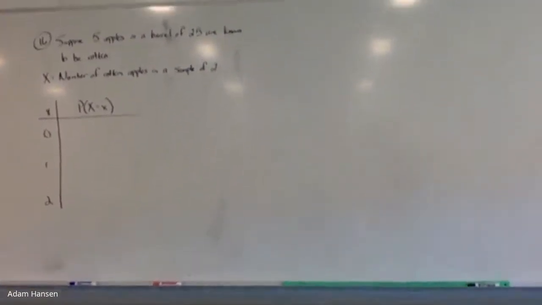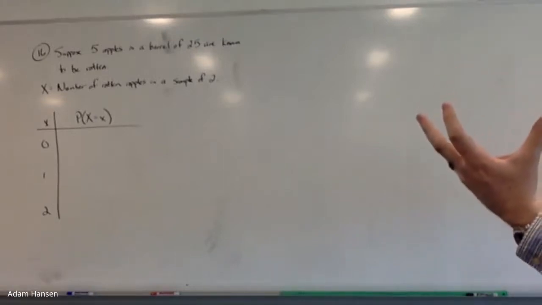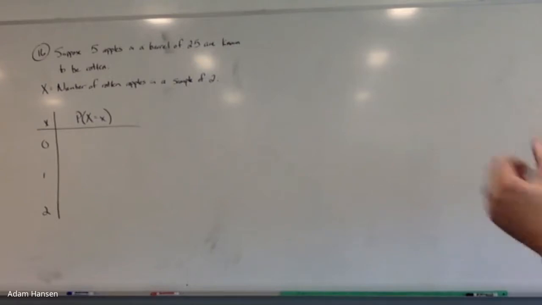So do I pull out 1 at a time, or do I pull out both of them together? Together. Does it matter the order that I grab them? No, as long as they're in my hand, it doesn't matter, right? So this is a combination. We're going to do combinations to figure out these probabilities.